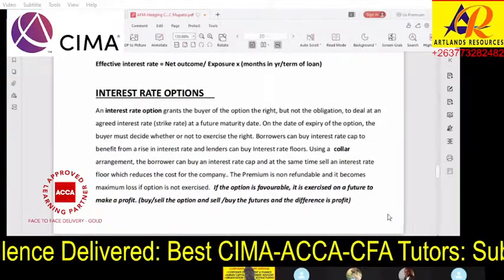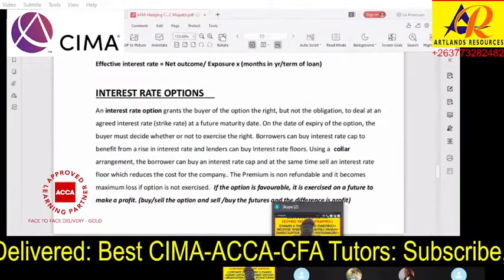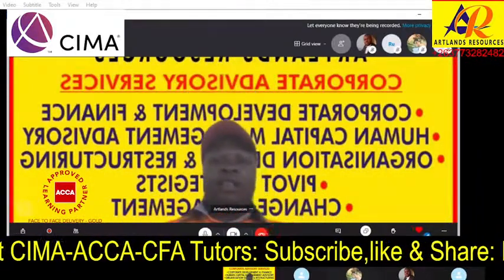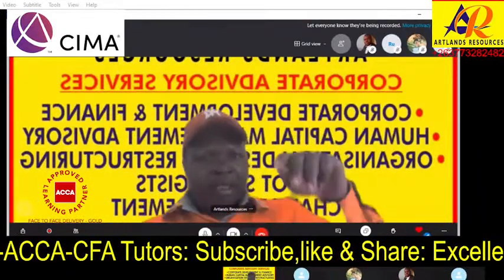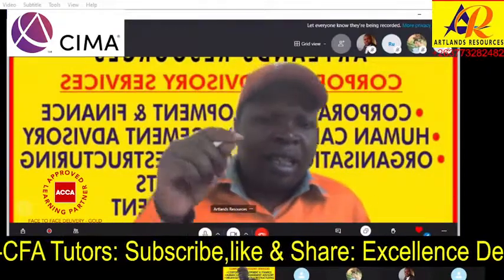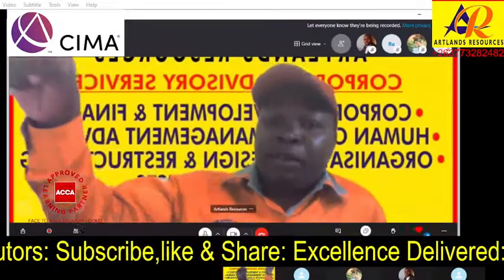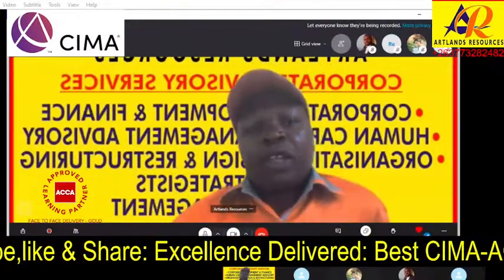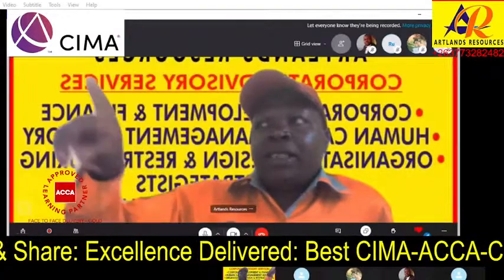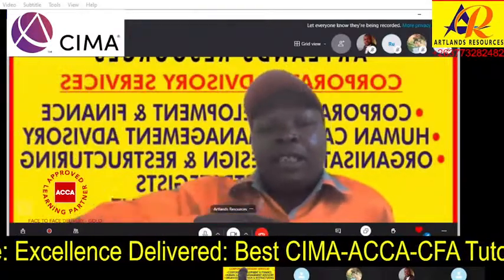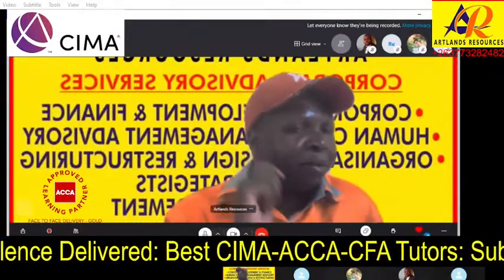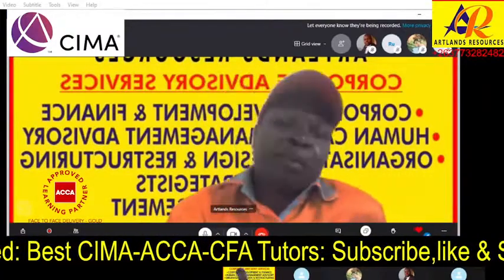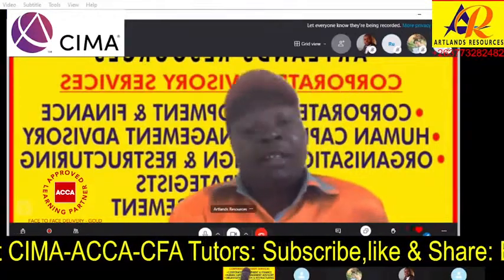Then interest rate future options. It's so easy again, interest rate option. What you are saying is, I now have a right but not an obligation to borrow at a specific rate. It's no longer an obligation, it's now a right. Meaning, come 3 months, if I see that the rate is not good, I just let the option lapse. But remember, there's a premium which is not refundable. I'm sure you understand that. There's a premium that you don't get refunded.